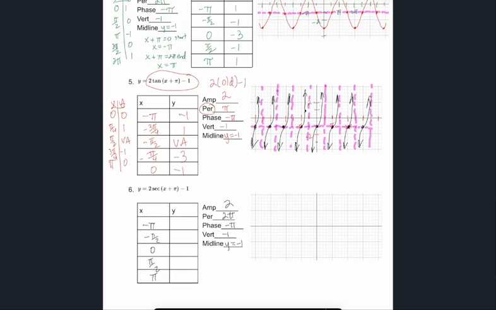The y's, be a little more careful. Just look back at your original. Every place that we have a 0, the secant would have a vertical asymptote. So let's put those on. That's a vertical asymptote. That's a vertical asymptote.